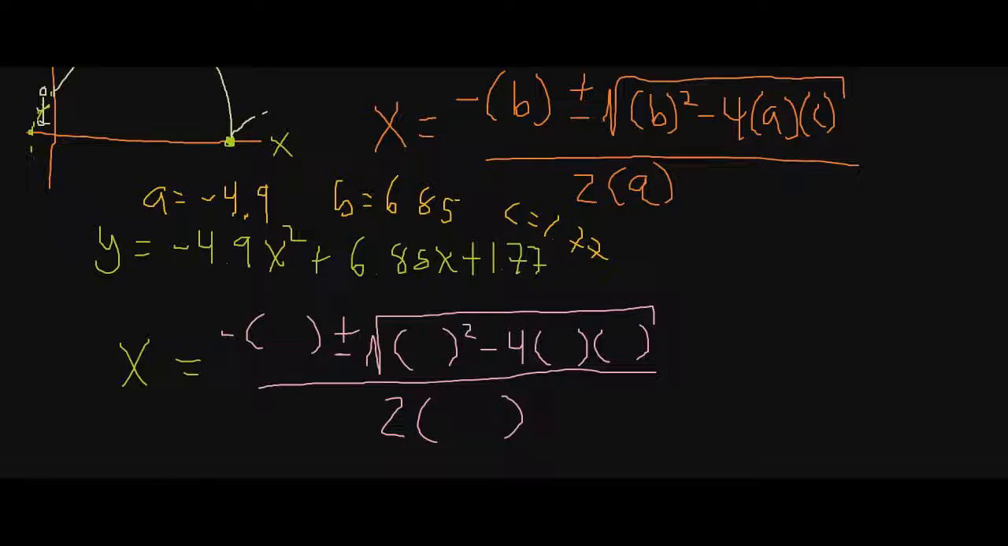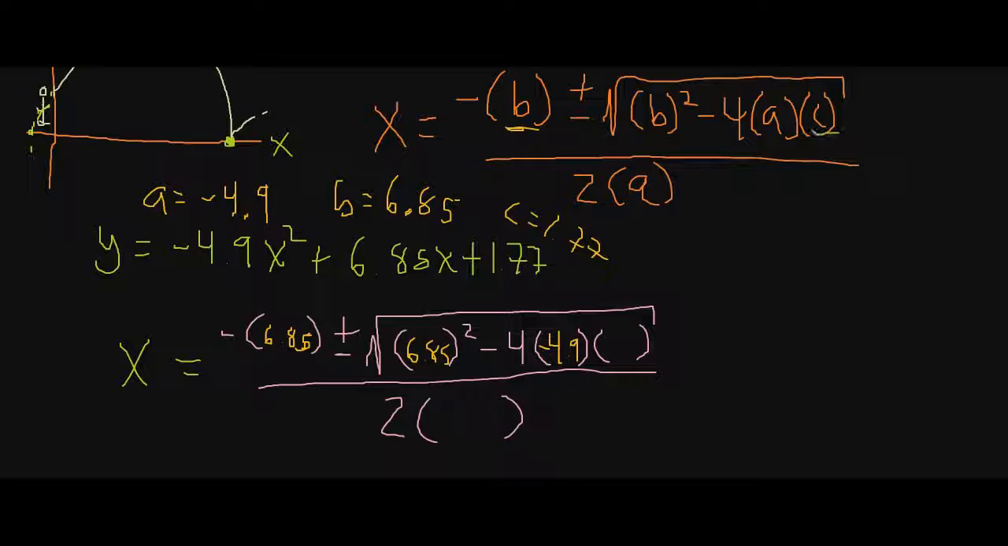The a comes from here, the b comes from here, and the c comes from here. Now that I have those labeled, this part is negative b. What's my b? Well, 6.85. Here I still have b squared, so 6.85, and then minus 4a, where my a value was negative 4.9.